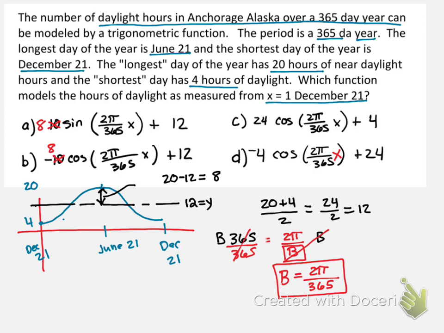The normal cosine graph would start high, but since this one is the negative of it, then it's going to start low and climb up. So that's our right answer after we adjust the amplitude to 8 instead of 10, because the difference between 20 and 12 is an amplitude of 8.